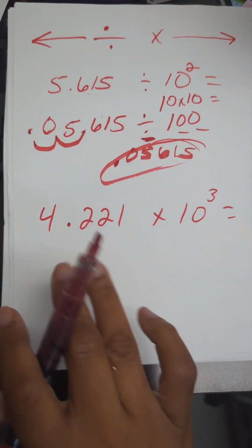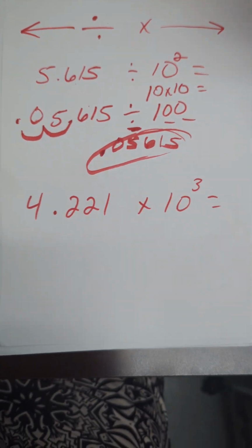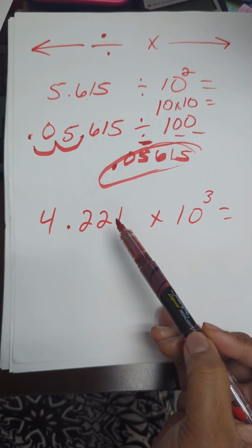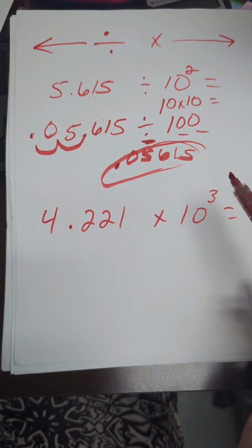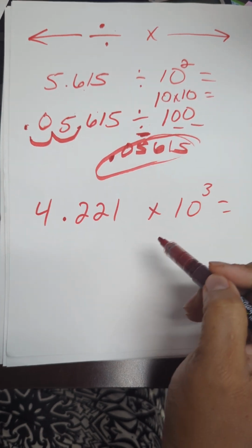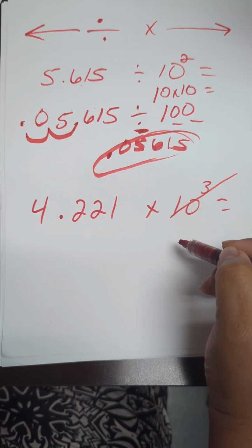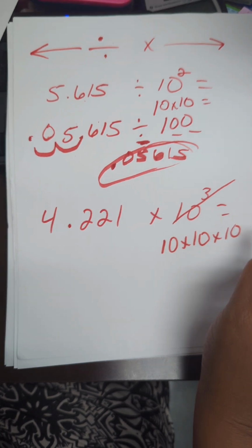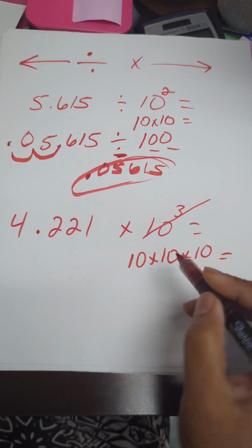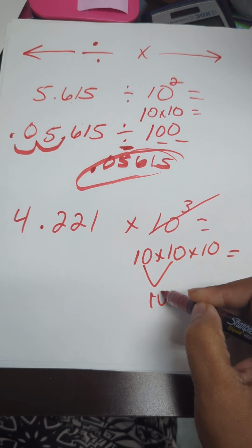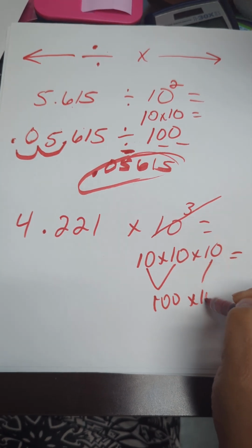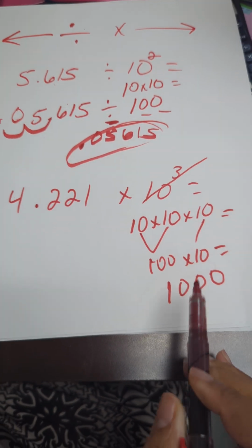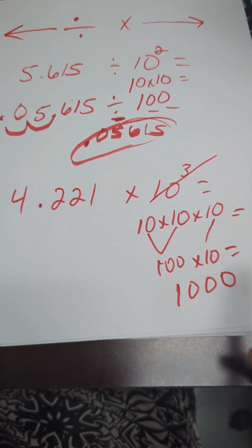So let's try one more. I can't make the videos too long, you all have to get ready to go, but here, let's try one more. We have 4 and 221 thousandths times 10 to the third power. First thing you want to do is analyze your exponent. 10 to the third power means base number 10 times 10 times 10. So we're multiplying 10 by itself 3 times. 10 times 10 equals 100. And 100 times the last 10 equals 1,000. So some people may recognize 10 to the third power is a 1 with 3 zeros behind it.